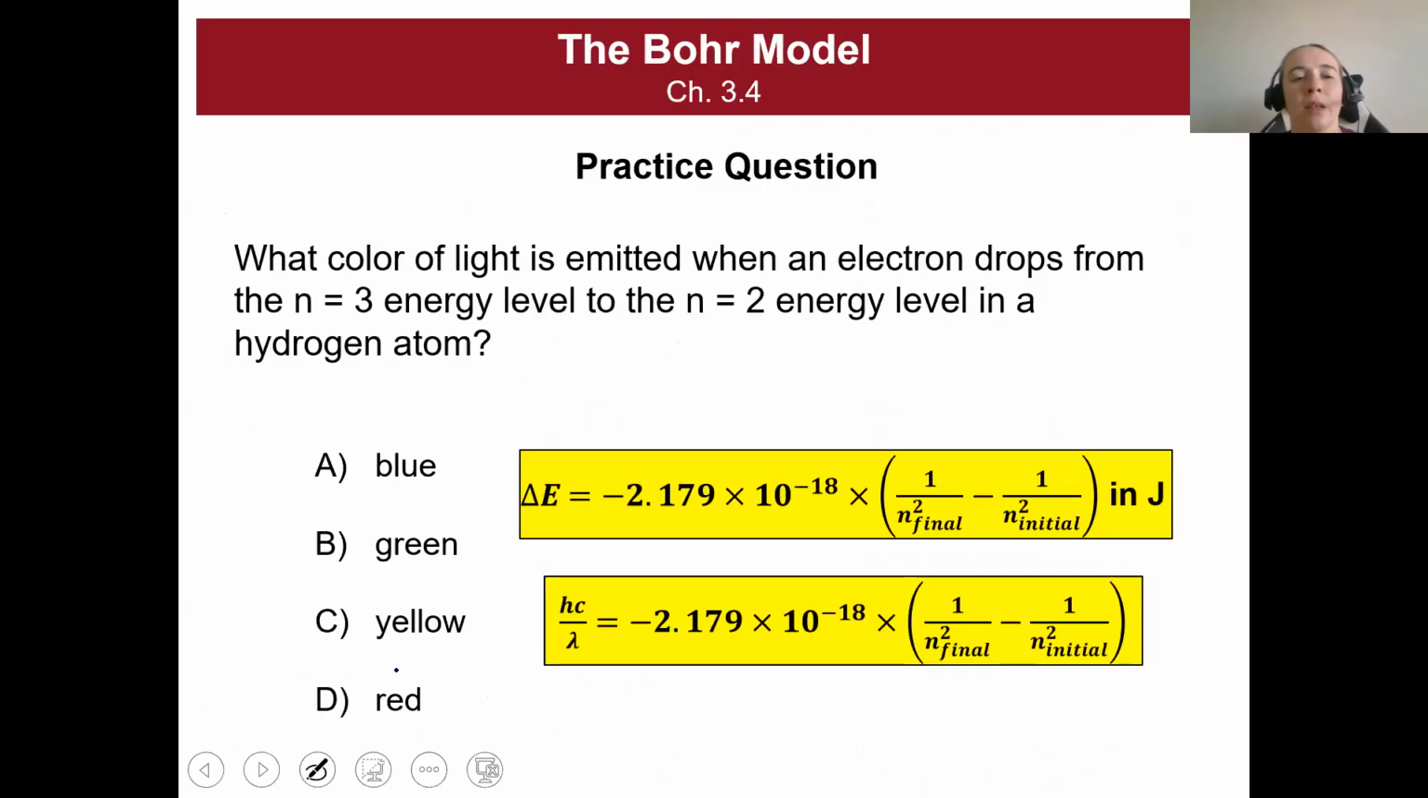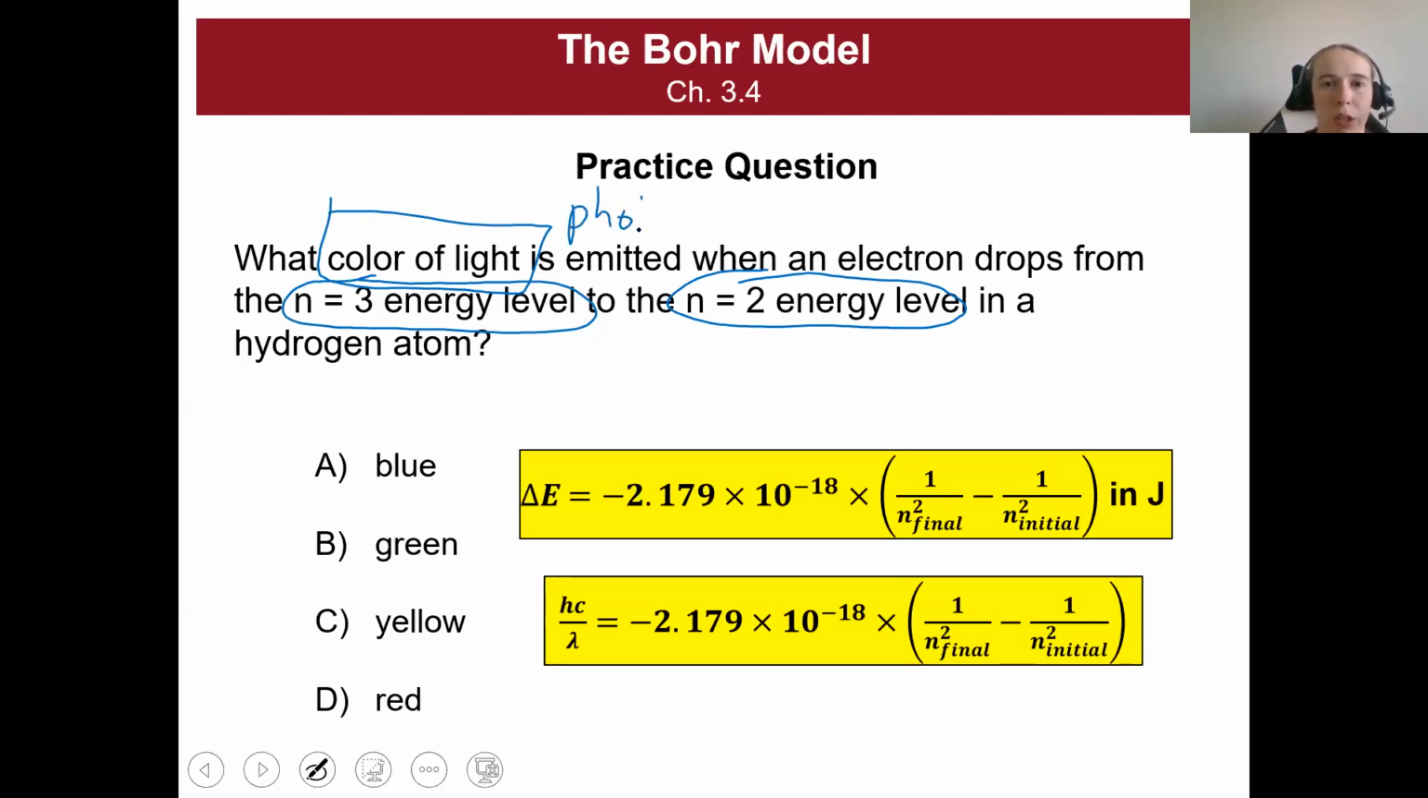What color of light is emitted when an electron drops from the n equals 3 energy level to the n equals 2 energy level? We do not care what the energy at the energy level is for n equals 2 or n equals 3. We want the color of light that is emitted, so we want the energy of a photon. That means we want this equation with the delta E.